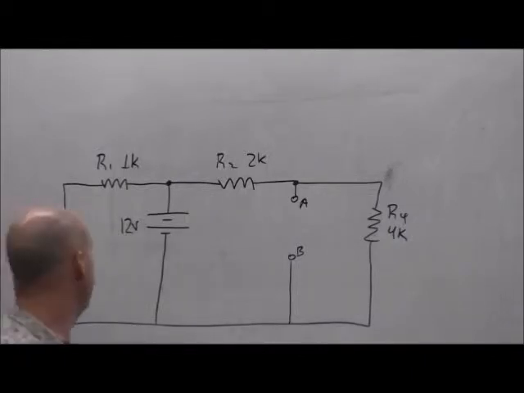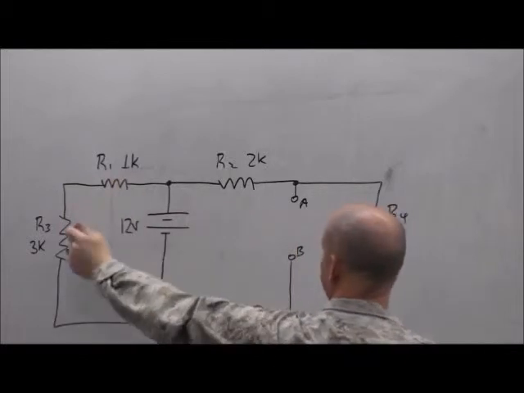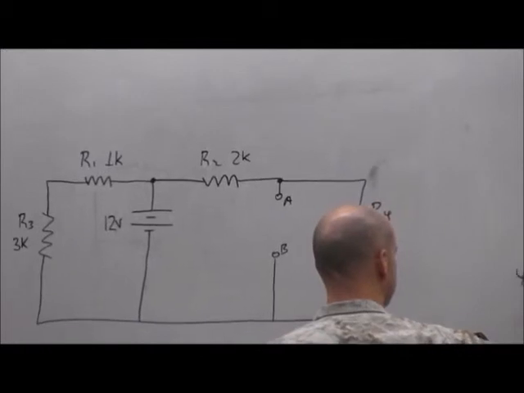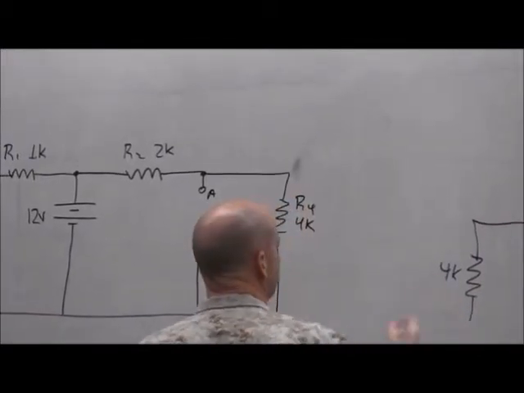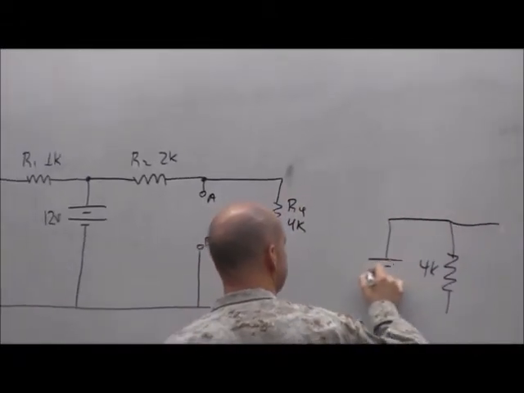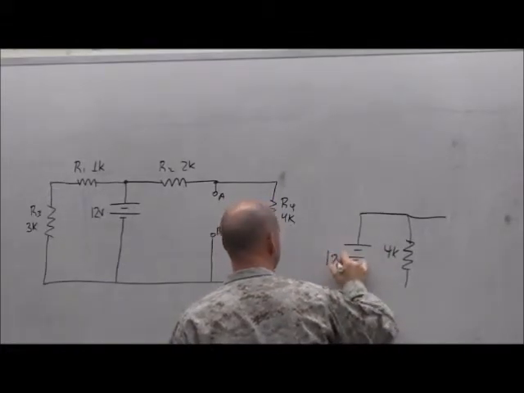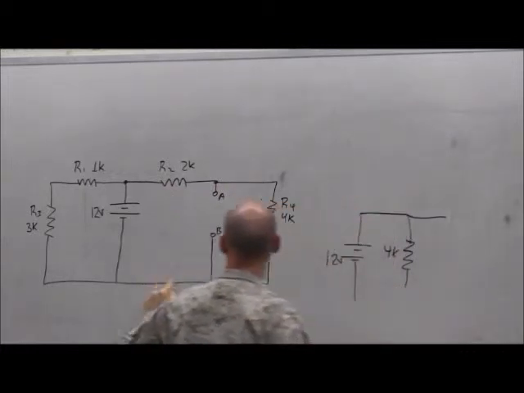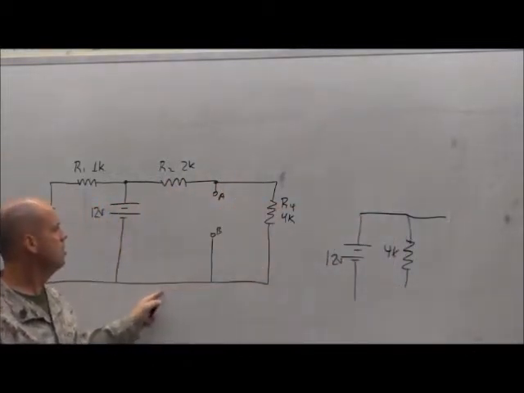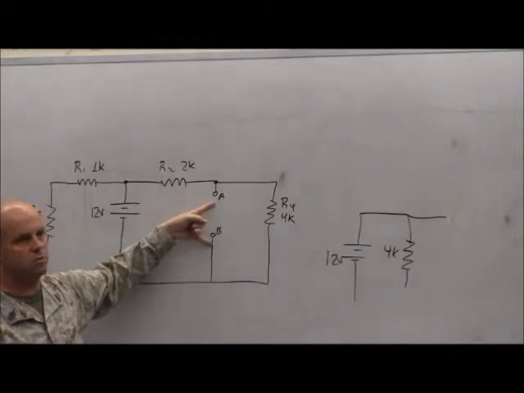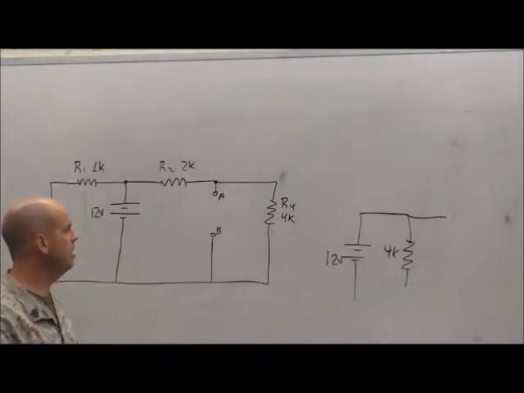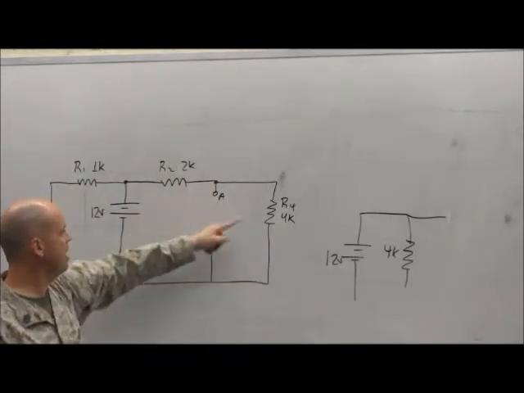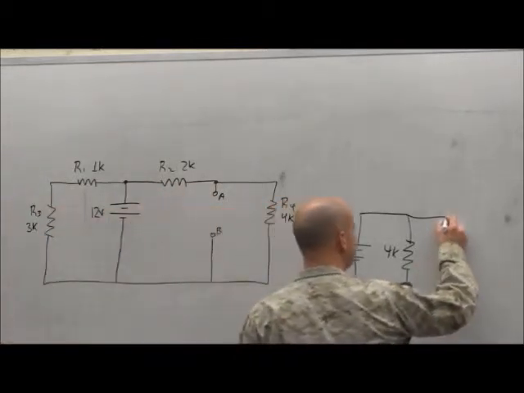So let's go ahead and do that. In this branch here, I've got 1K in series with 3K. There's my source, that's 12 volts. In this branch here, now look, this forms its own branch right here, right? So don't get confused with the load resistor being pulled out, thinking, oh, I don't know how to redraw that. All this is a series branch. 2K plus 4K is 6K.